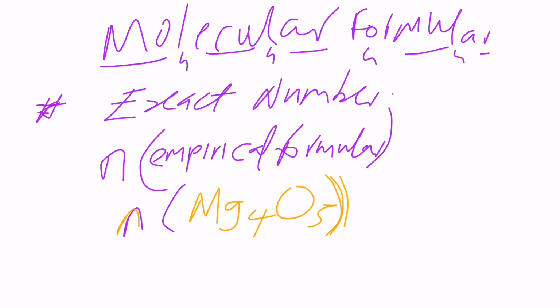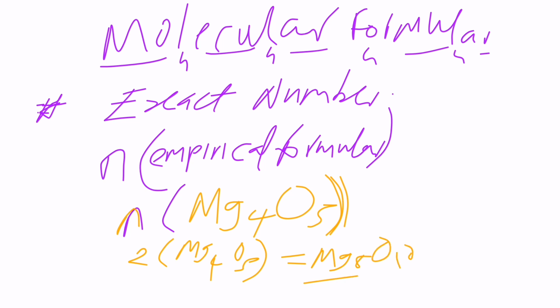Now, how do we calculate that n? If n is 2, you multiply Mg, which is 4, and oxygen, which is 5, by 2. So 2 times Mg gives you Mg8, and oxygen gives you 10. That is the molecular formula if you calculated n to be 2.